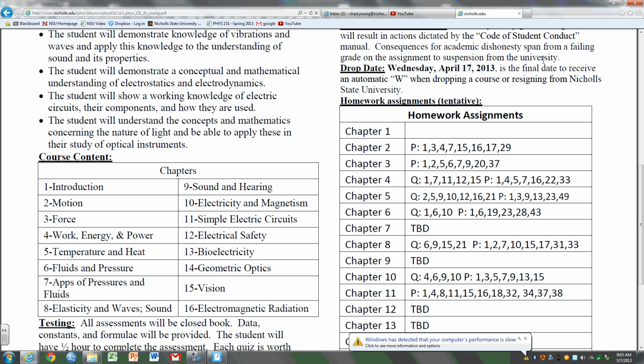Let's see, after linear expansion, what was next? Density. We talked about density and sort of what density is. You've probably seen density, and it'll come up again in a later chapter when we do buoyancy and what have you. But density is just mass over volume. What else have we done?